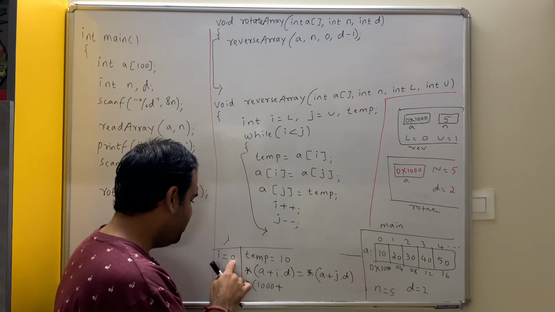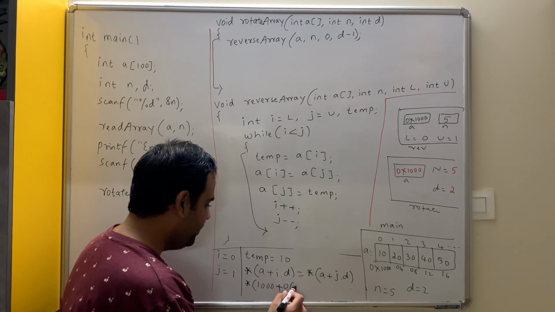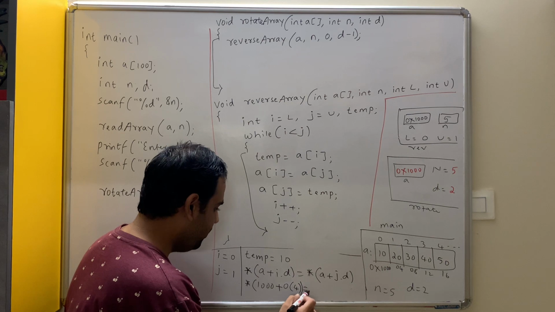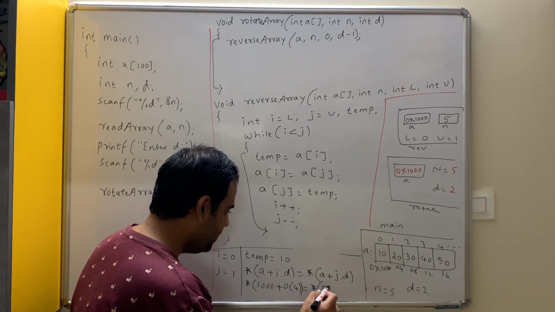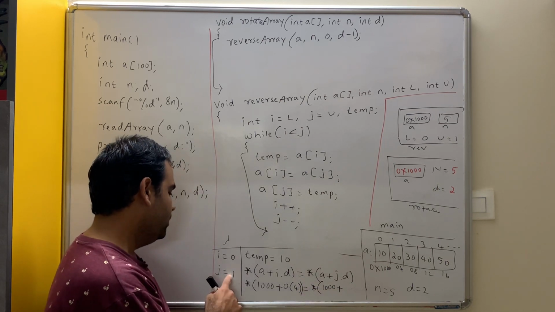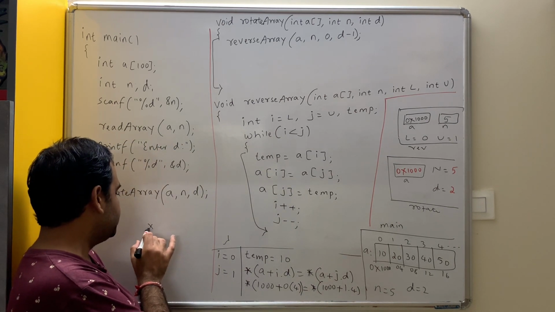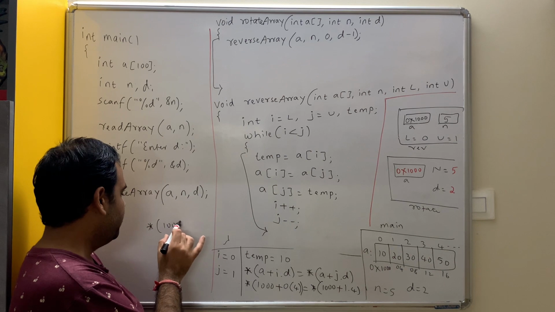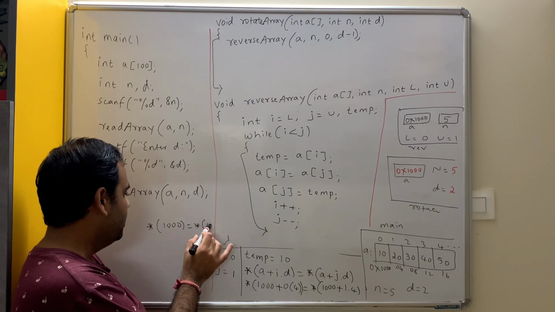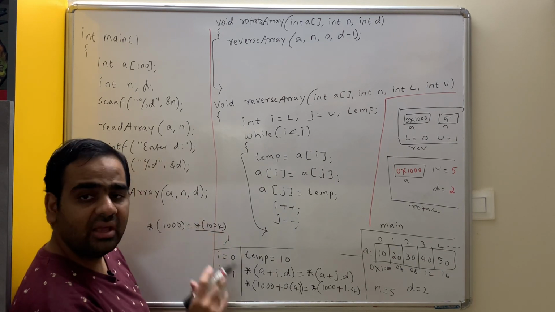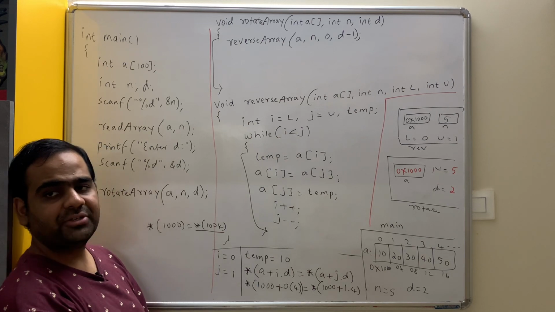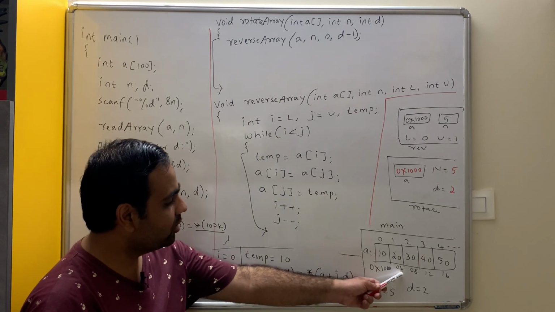Plus, what is the value of I? 0 into 4 is equal to star 1000 plus, because the value of A is 1000, 1 into 4. Now say me, what does it become? It becomes star 1000 is equal to star 1004. Now always remember, evaluate the RHS first. Now what is star 1004? Go to address 1004 and get the value.